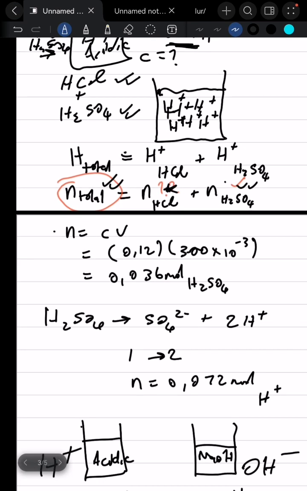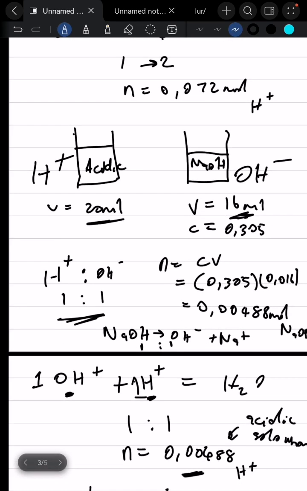H2SO4 is diprotic, so the ratio will be 1:2. Then I got the number of moles of hydronium ions coming from H2SO4. Then I satisfied this side. The value in the question is what I want, so I must calculate the total moles. So what are they telling you? They tell you that 20 milliliters of that acidic solution is completely neutralized by 16 milliliters of this concentration of sodium hydroxide. Calculate the number of moles of sodium hydroxide that will neutralize.